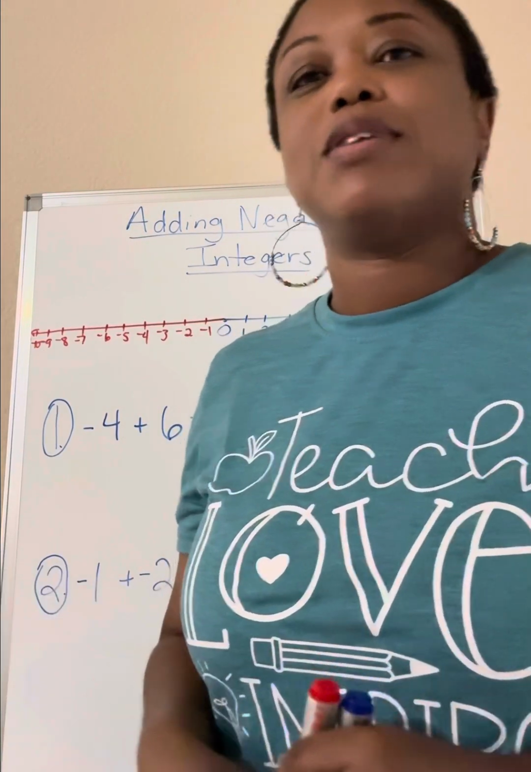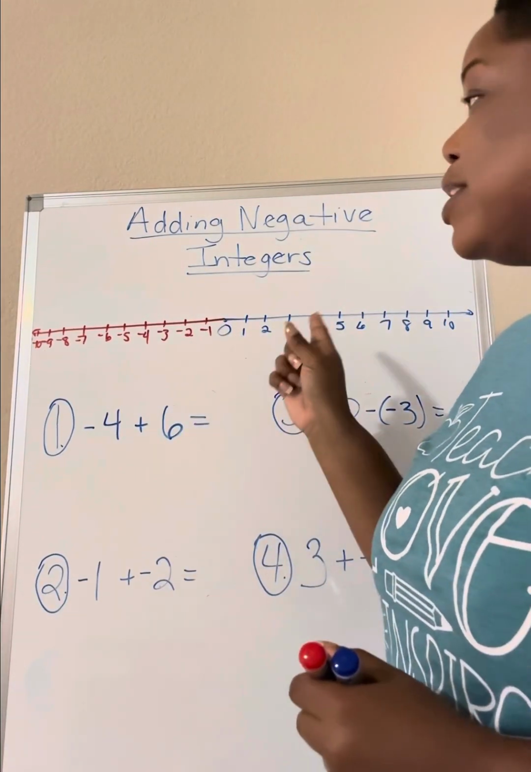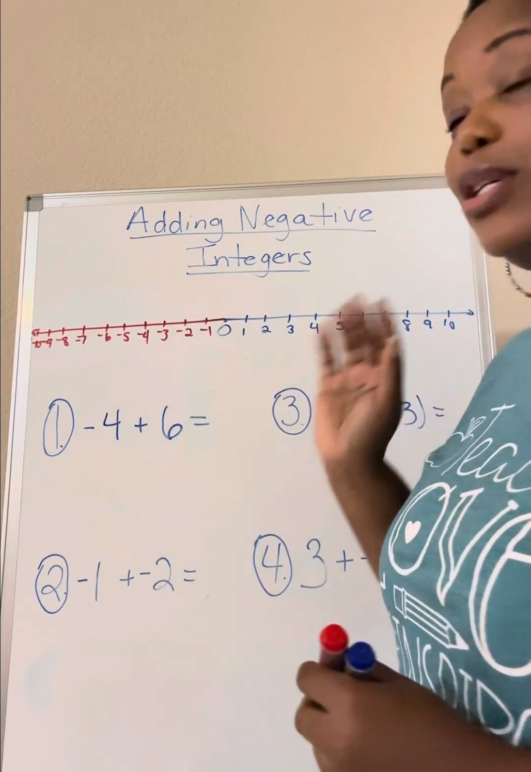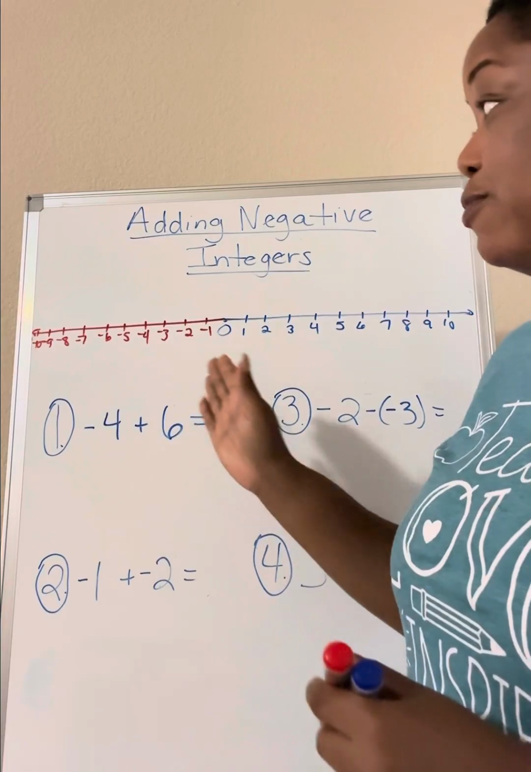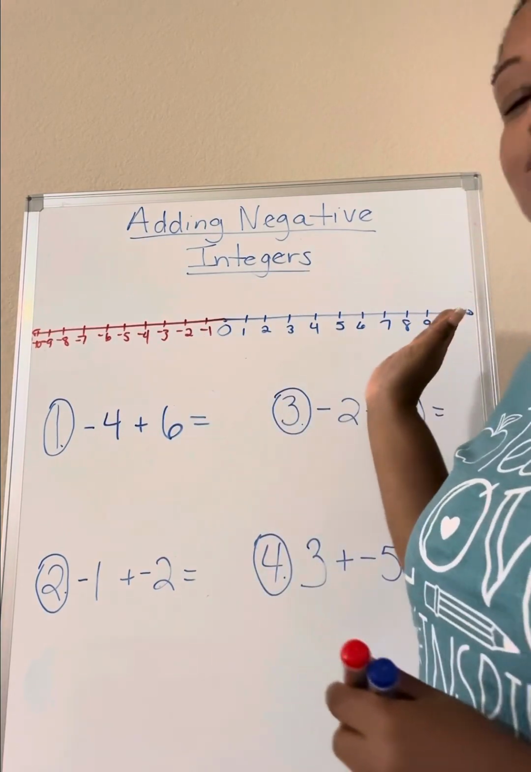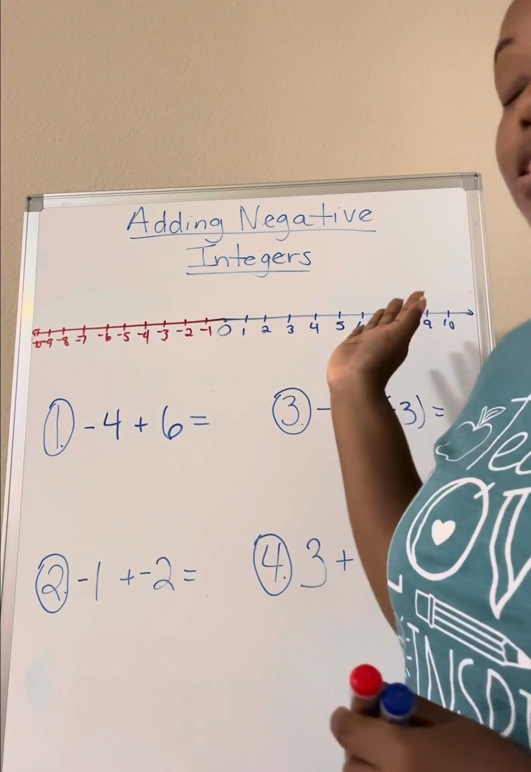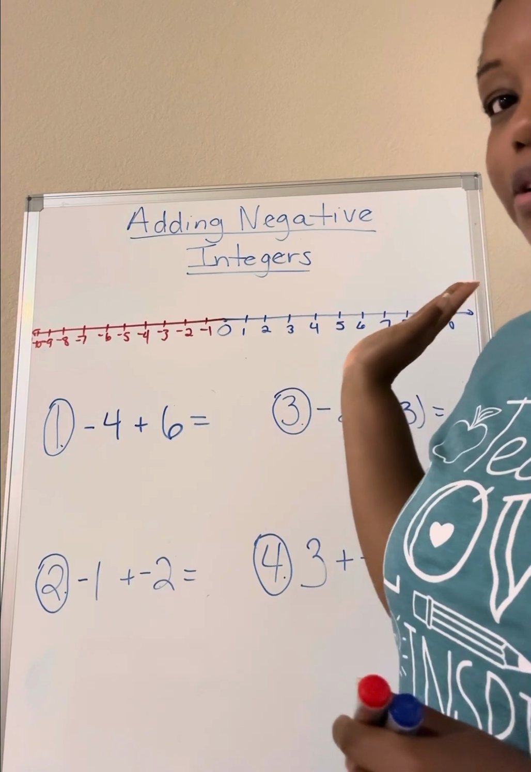Today we're gonna go over a topic that is adding negative integers, or adding negative numbers, either way. So I do have a number line here. It is red and blue. My red numbers are negative, and they go to infinity for the negative, and I have my blue numbers. They represent the positive side of the number line.